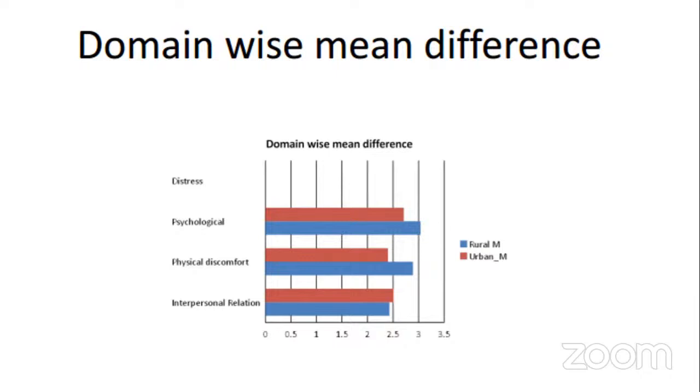Because the relatives are very close, nearby their house. But in the case of the urban area, the relatives are far away. Therefore, moving to that particular place takes some more time and there are other hindrances. So for that reason, we do not find much difference in the case of interpersonal relationships.